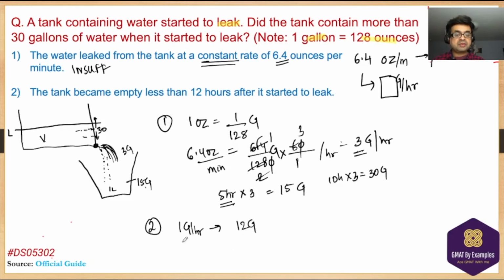If the rate of leak was 2 gallons per hour, then the maximum volume it had was 24 gallons, and so on, right? If the rate was 7 gallons per hour, let's say, then in 12 hours it would have gone 84 gallons, which is more than 30. So again, I cannot sufficiently or easily say what is the right amount of the starting volume. It could be less, it could be more. Hence statement 2 is also insufficient to answer the question.